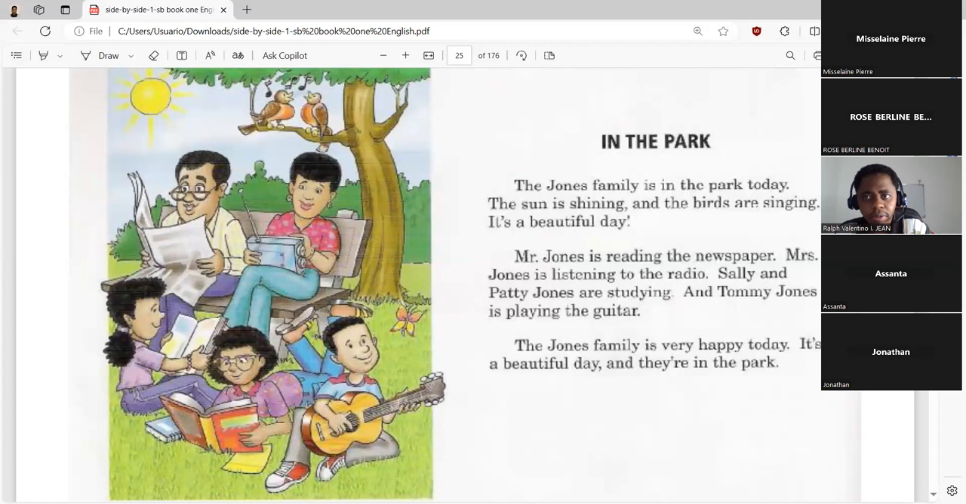Okay, stop right here. The Jones, you can say Jones, okay? If you say Jones, there's no problem. But instead, you have to say Jones family, okay? The sun, le soleil, brille, okay? The sun, S-U-N, sun.